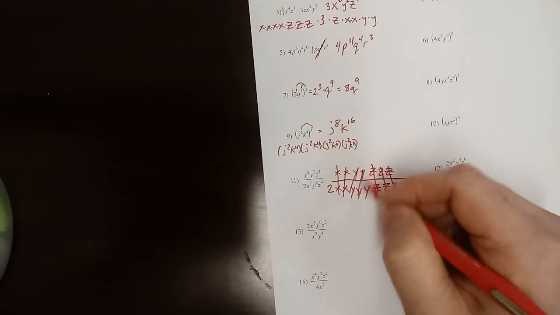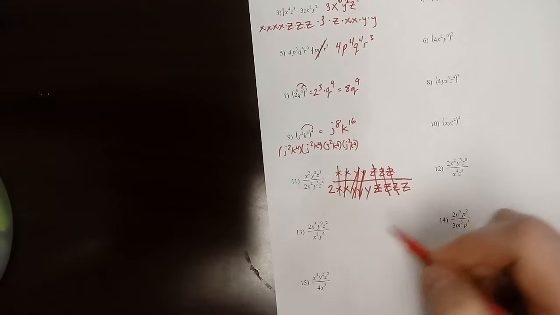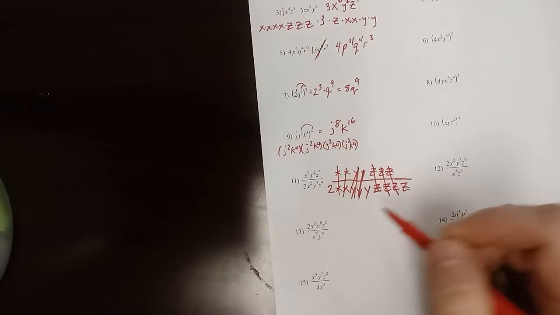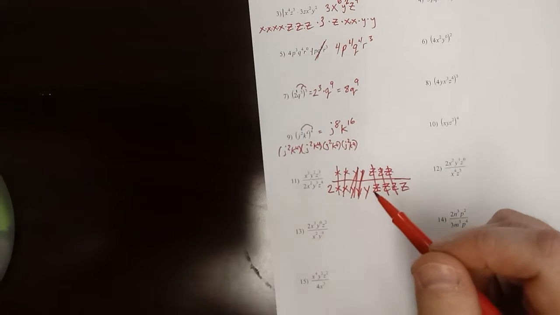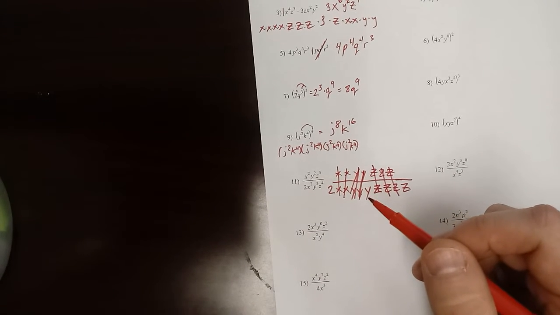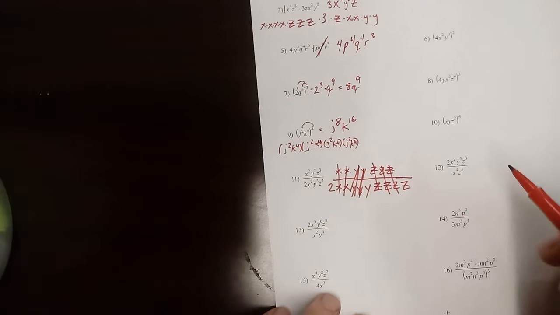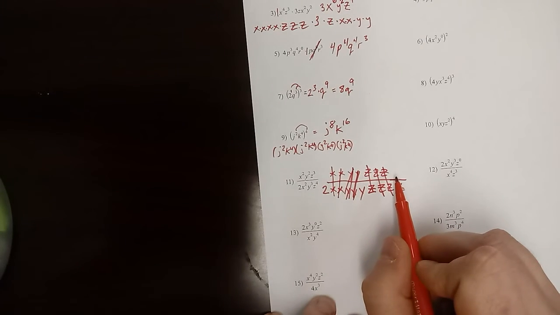Notice we can only cross out things that actually cancel out with each other. An x and a z wouldn't cancel each other out. Remember, the reason they cancel is because they equal 1. So there's nothing left on top.